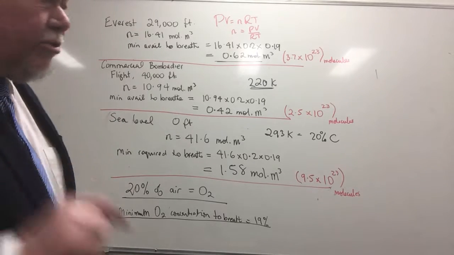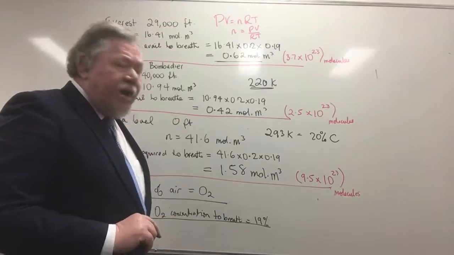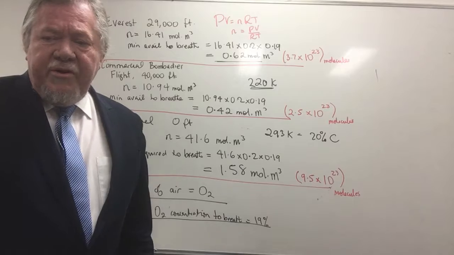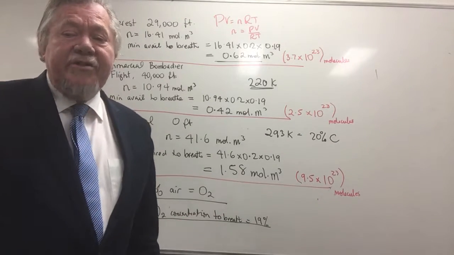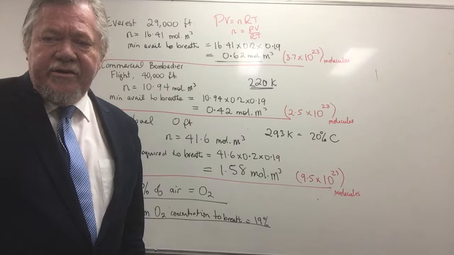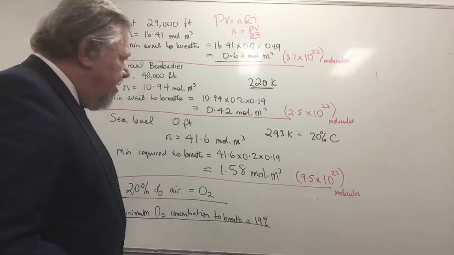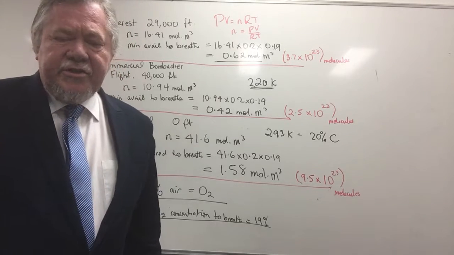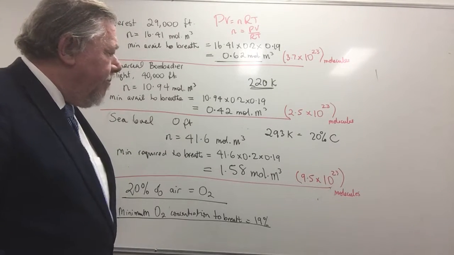So that ought to give you an idea about how far you could go up before you would need oxygen. It turns out it's around about 10,000 feet. After 10,000 feet, you'd have a severe lack of oxygen, in which case you'd have to take some oxygen with you. Okay, I think that's pretty clear.